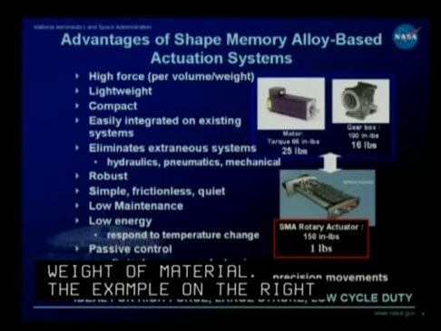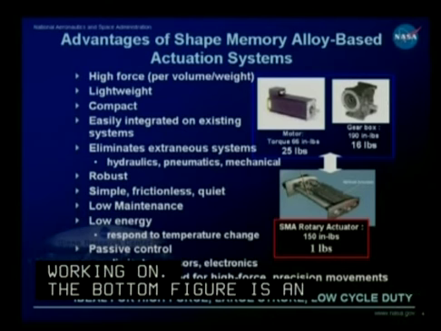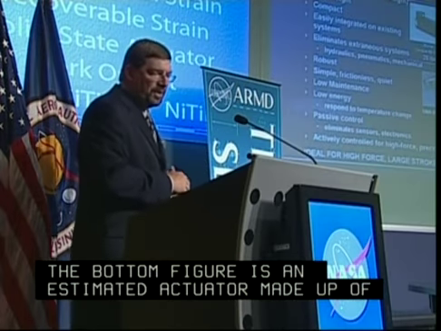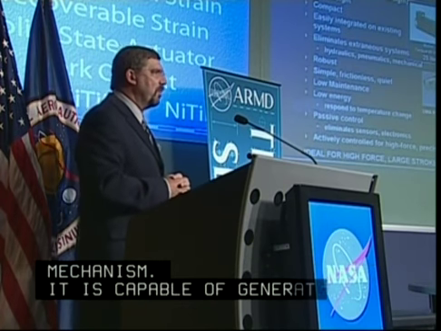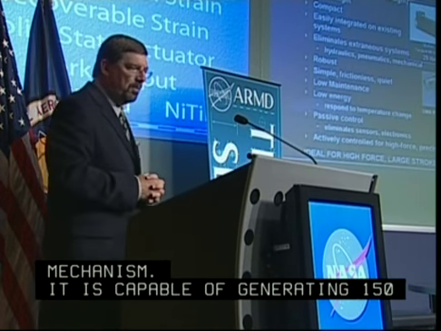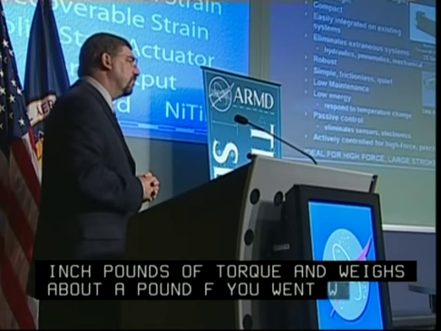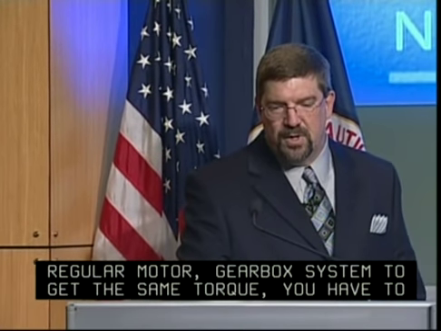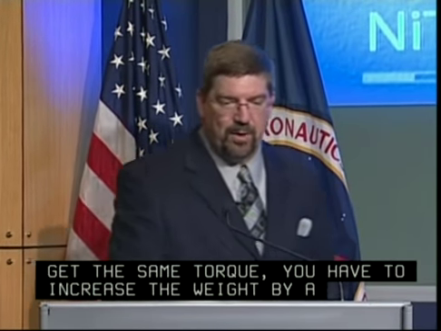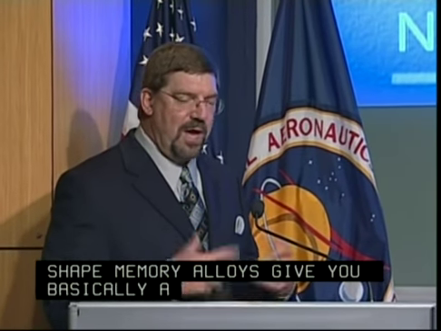The bottom figure is an SMA actuator made up of a pair of torque tubes and a shuttle mechanism. It's capable of generating about 150 inch-pounds of torque and weighs about a pound. Now, if you went with a regular type of motor or gearbox system, to get the same kind of torque, you would have to increase the weight by at least an order of magnitude, if not more. So shape memory alloys give you a lightweight, compact way of performing actuation.